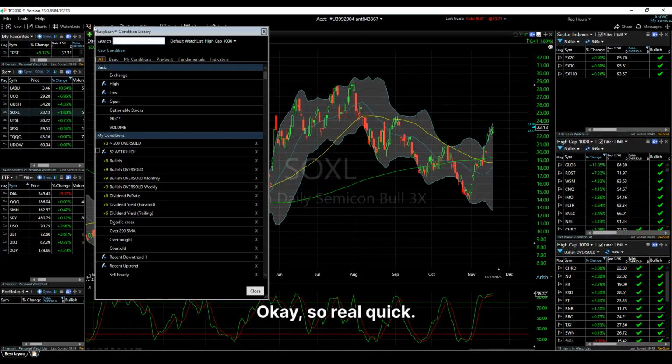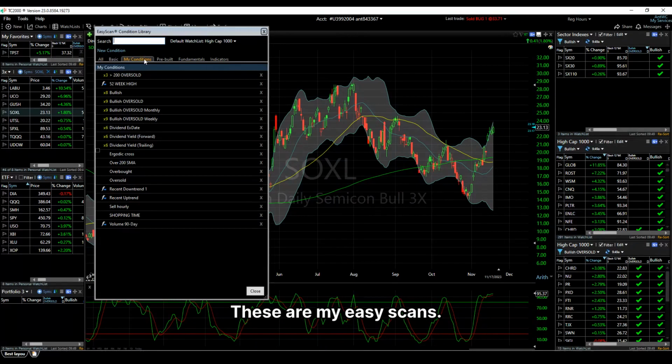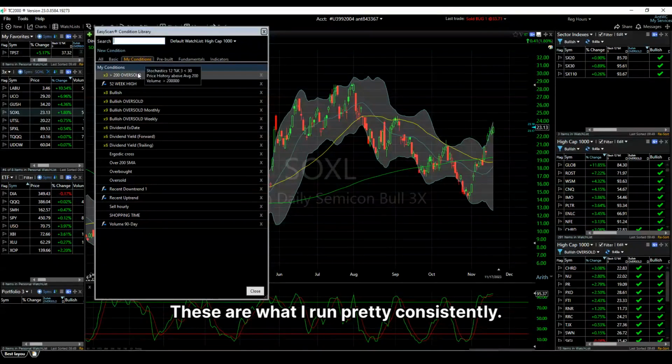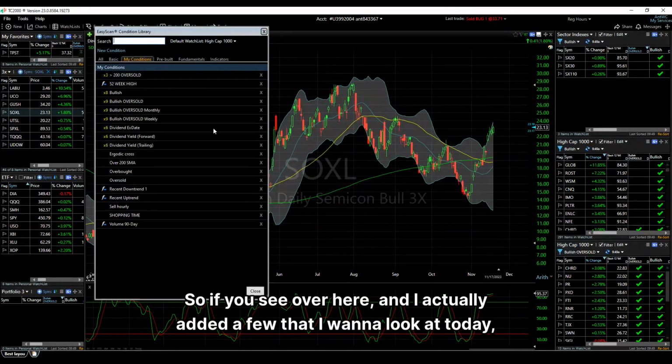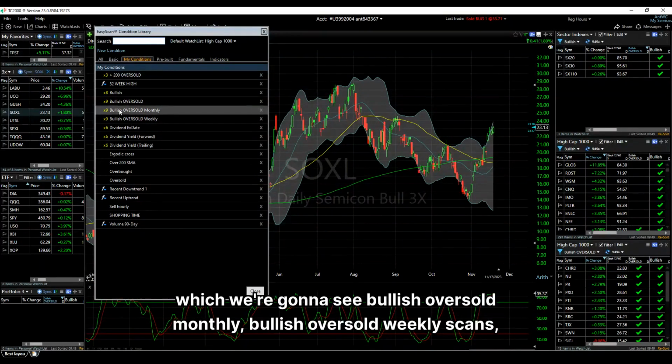Okay, so real quick, these are my easy scans. These are what I run pretty consistently. See over here, I actually added a few that I want to look at today, which are bullish oversold monthly and bullish oversold weekly scans.